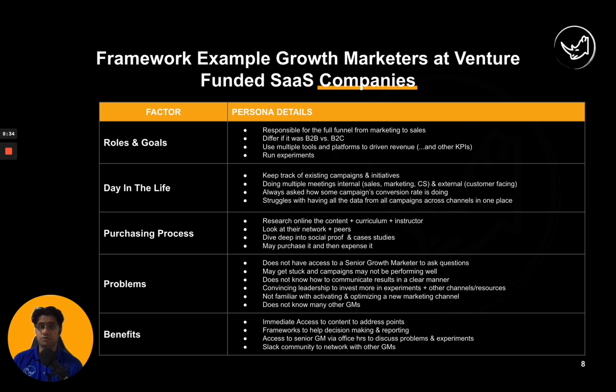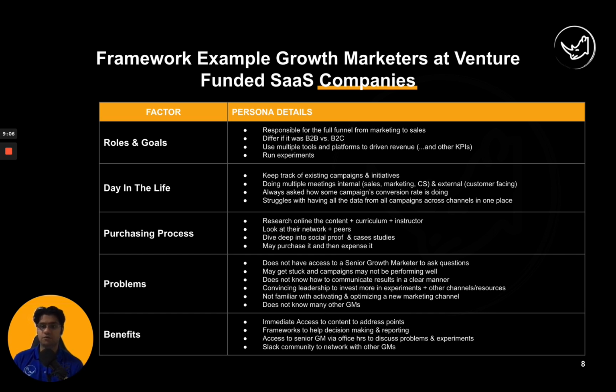So they may not know how to communicate results in a clear manner. They may also struggle with convincing leadership to invest more in experiments, because leadership will always say, hey, I want to see ROI straight away. Most growth marketers may have one or two channels where they're specialists, but in other channels they could be generalists, so they're not as familiar with them. And again, it's a lonely space, and they may not know any other growth marketers, right?